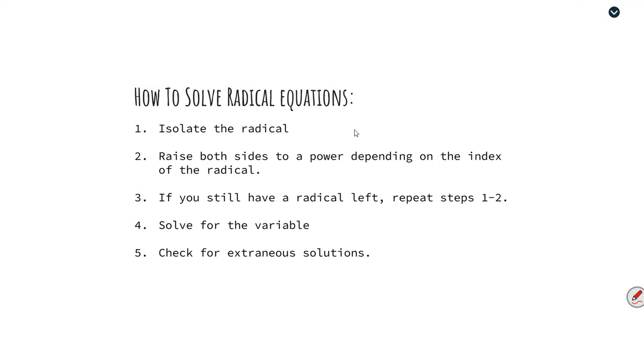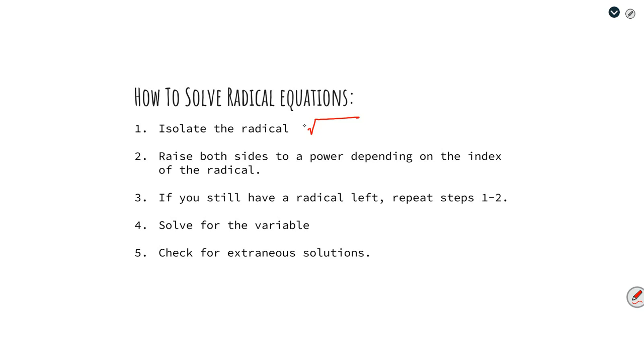Now we're going to move into how to solve radical equations. So you might want to pause the video and copy these steps down. The first thing you need to do is isolate the radical. That means get the expression that has that radical symbol all by itself on one side of the equal sign.